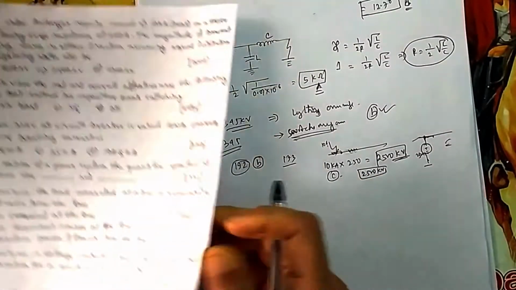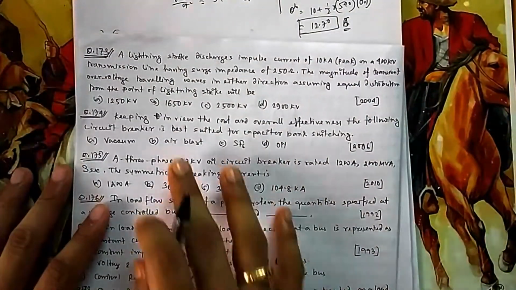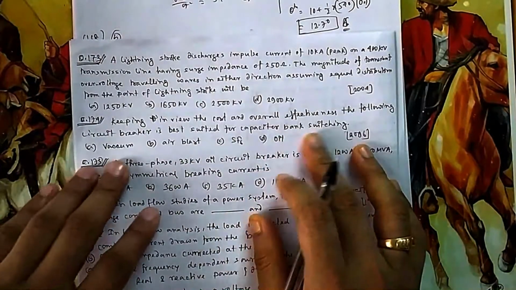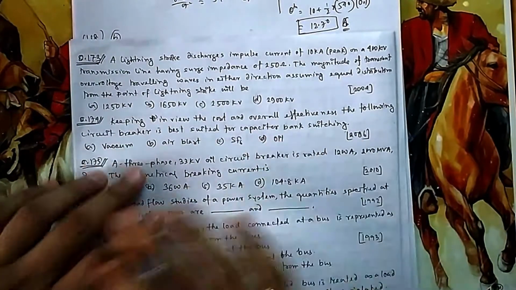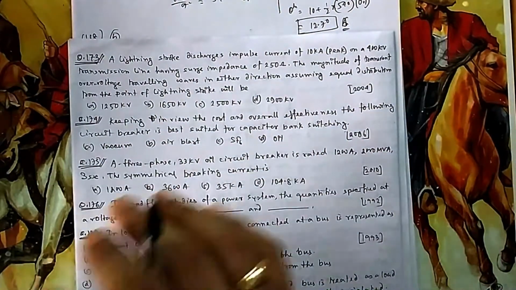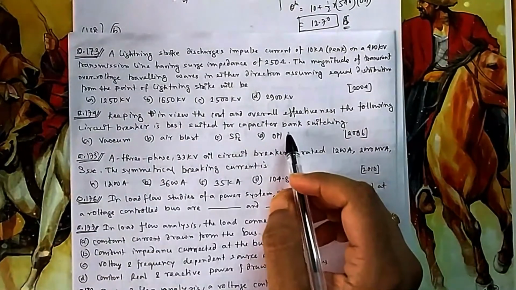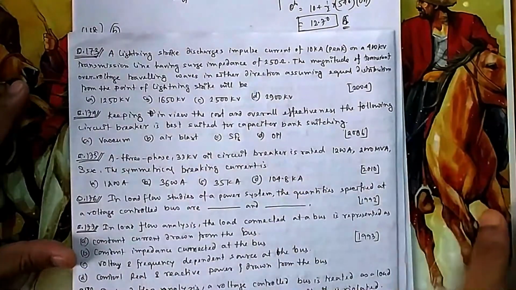Now if you come to 174, keeping in view cost and overall effectiveness, the following circuit breaker is the best suited for capacitor bank switching. Capacitor bank switching is generally done to nullify the effect of the inductor. This we have seen, it can be connected in shunt or series. There are two applications.